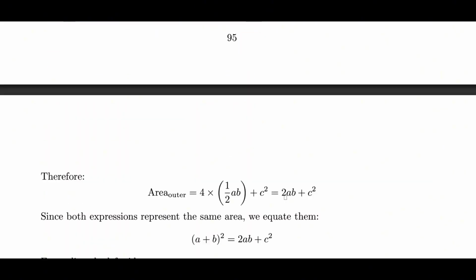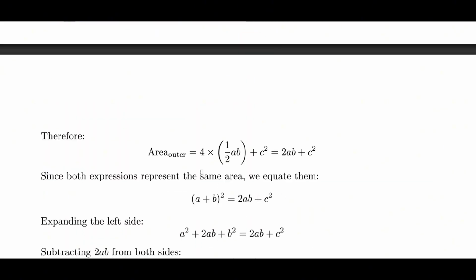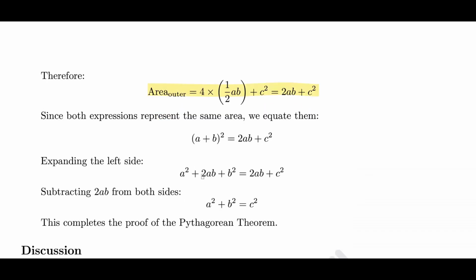Here is the magic moment. Since both expressions represent the exact same total area, we can set them equal to each other. We have a squared plus 2ab plus b squared on one side, and 2ab plus c squared on the other side. If we subtract the term 2ab from both sides, they cancel out perfectly. We are left with the famous result, a squared plus b squared equals c squared.